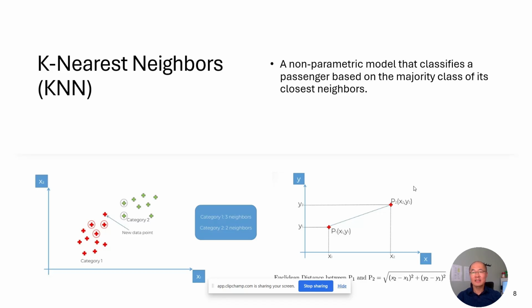Its performance depends on having a clean, well-organized dataset, and it can be slow with a lot of data. The distance between P1 and P2 is measured by the Euclidean distance using this equation. In this diagram, the new data point is closer to the red category because within a certain distance, there are 3 red points but only 2 green points.